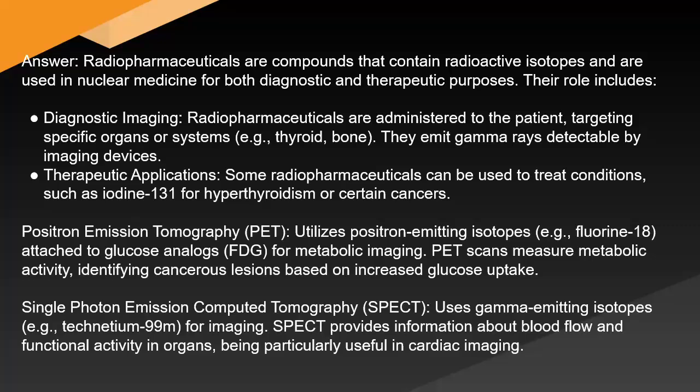Positron emission tomography (PET) utilizes positron-emitting isotopes, e.g., fluorine-18 attached to glucose analogues (FDG) for metabolic imaging. PET scans measure metabolic activity, identifying cancerous lesions based on increased glucose uptake. Single photon emission computed tomography (SPECT) uses gamma-emitting isotopes, e.g., technetium-99m, for imaging. SPECT provides information about blood flow and functional activity in organs, being particularly useful in cardiac imaging.